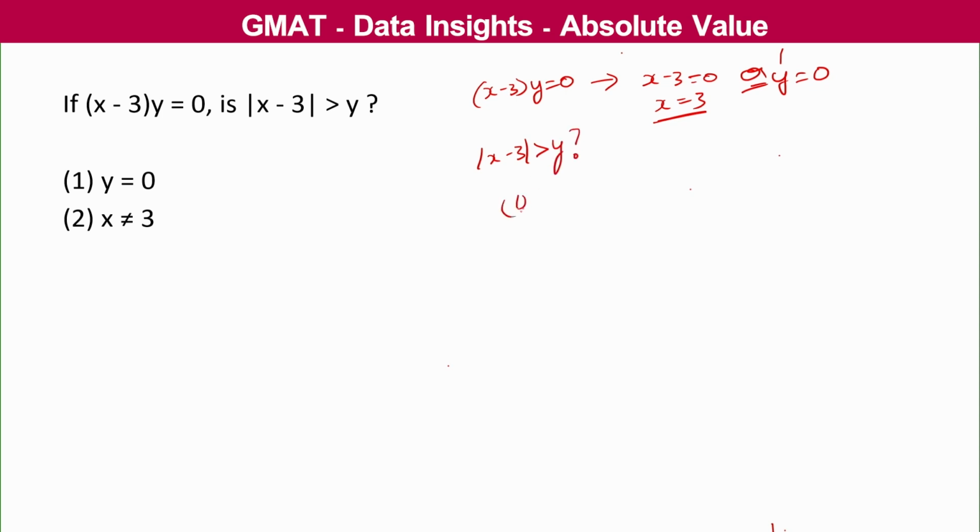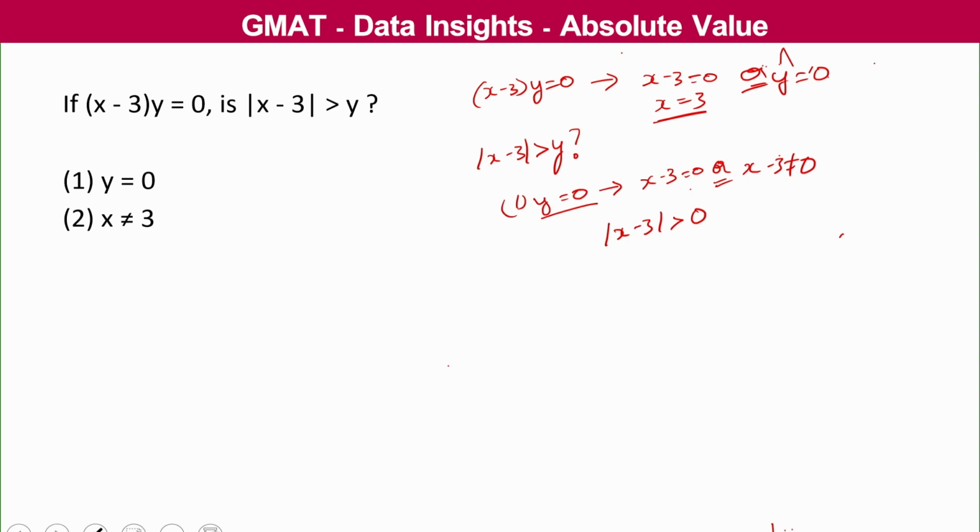The first statement tells us that y is equal to 0. So either x minus 3 can be equal to 0 or it cannot. You cannot say for sure whether or not x minus 3 is equal to 0 when y is equal to 0. So the question becomes, will the modulus of x minus 3 be greater than 0, since y is equal to 0? Mod of x minus 3 can also be equal to 0.